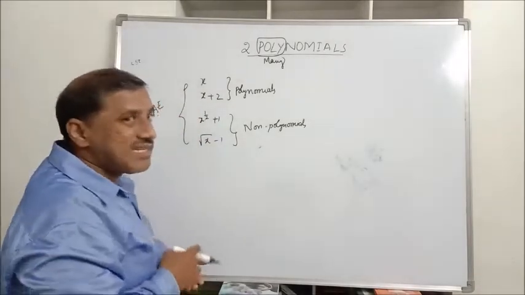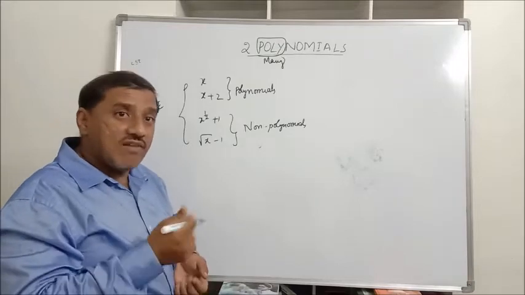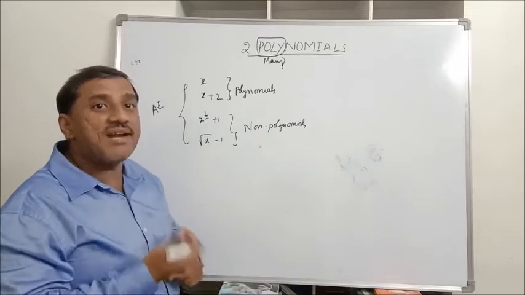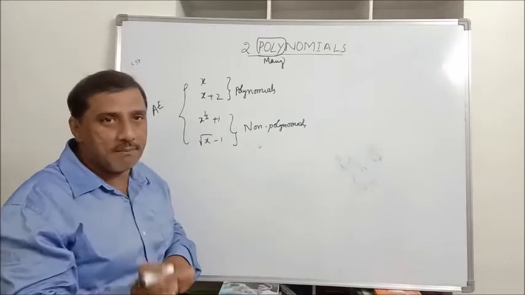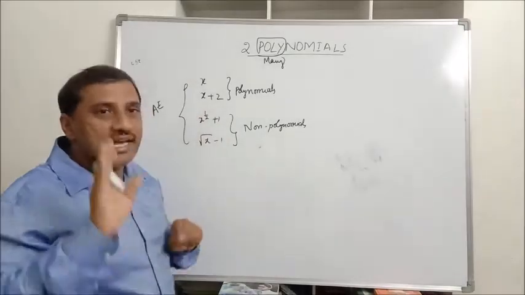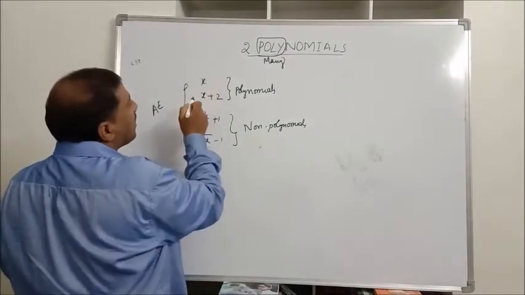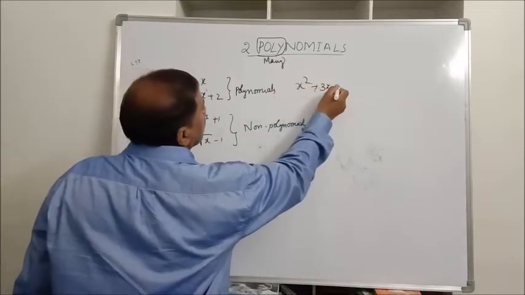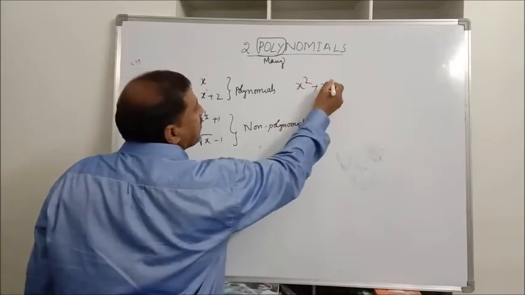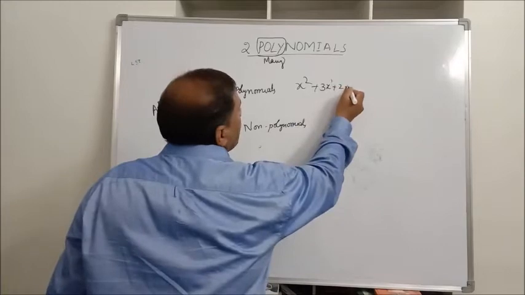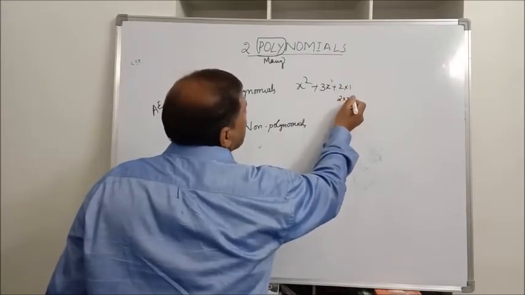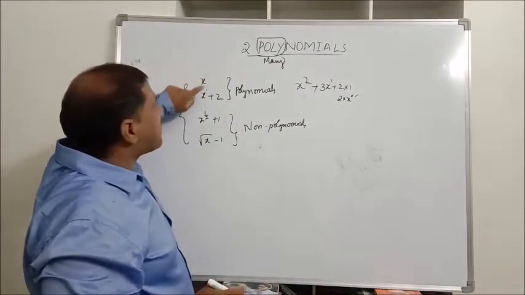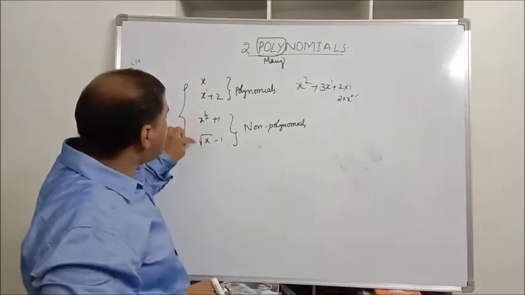What are polynomials in general? An algebraic expression in which the exponent of the variable, or the power of the variable, is always a whole number. What is the power here? It is 1, a whole number. Here it is 1, whole number. x square plus 3x plus 2: here 2, whole number; 3x, power 1, whole number; 2 we can write as 2 into x power 0, so 0 is also a whole number. That's why these algebraic expressions are known as polynomials.